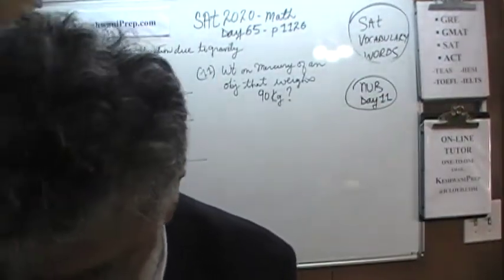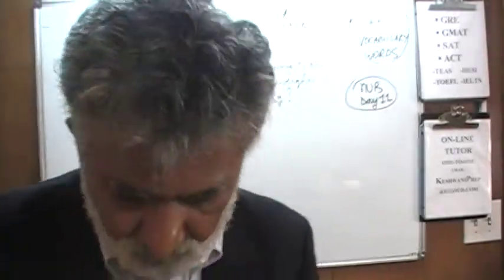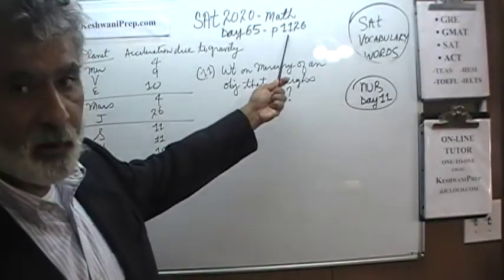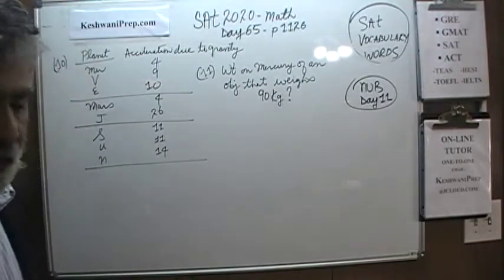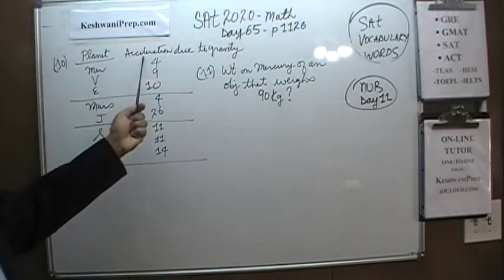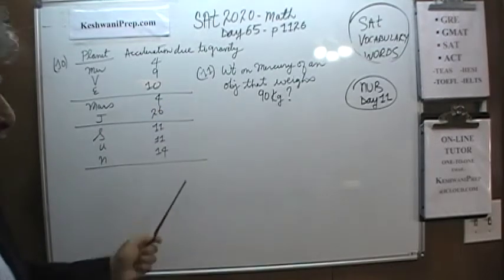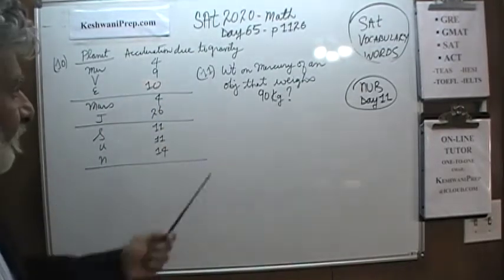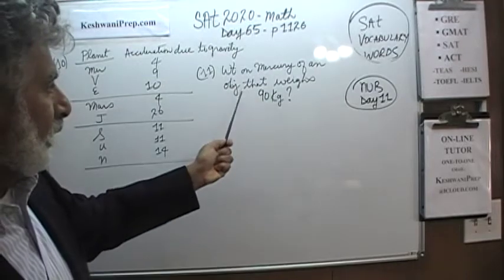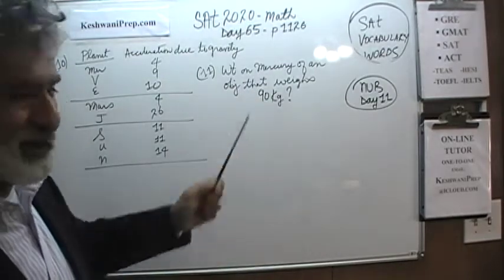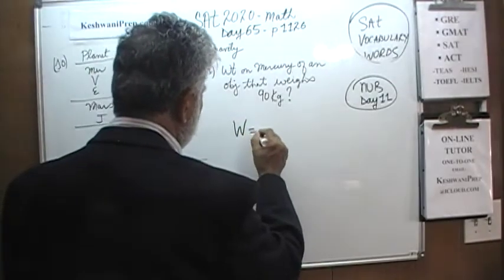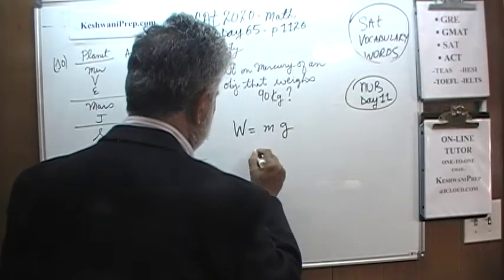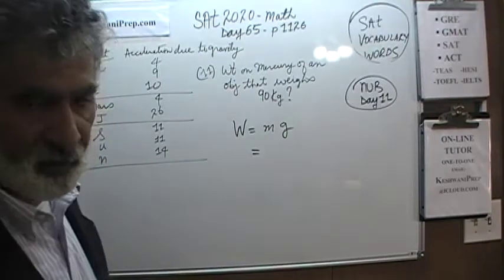Today, we'll solve some problems that you will find on page number 1126, big number, number 10. As you can see, problem number 10 is already on the blackboard. We are given the planets and the acceleration due to gravity on each of these planets. Question number 11 simply is, what's the weight on Mercury of an object that weighs 90 kilograms? We are told that the weight is to be found by multiplying mass times the gravity. Mass times the gravitational pull.